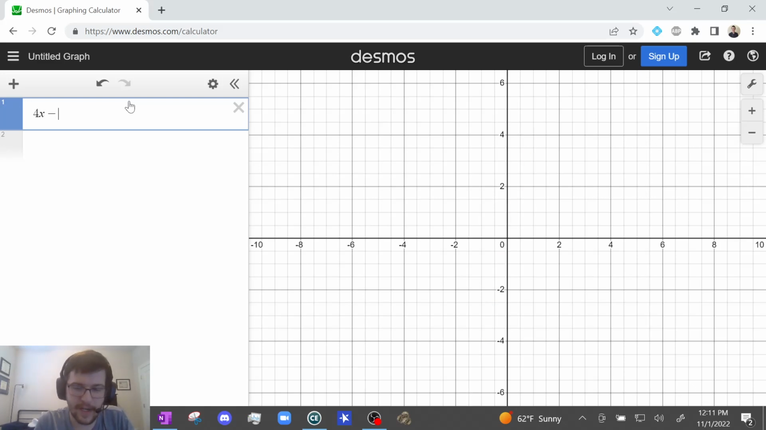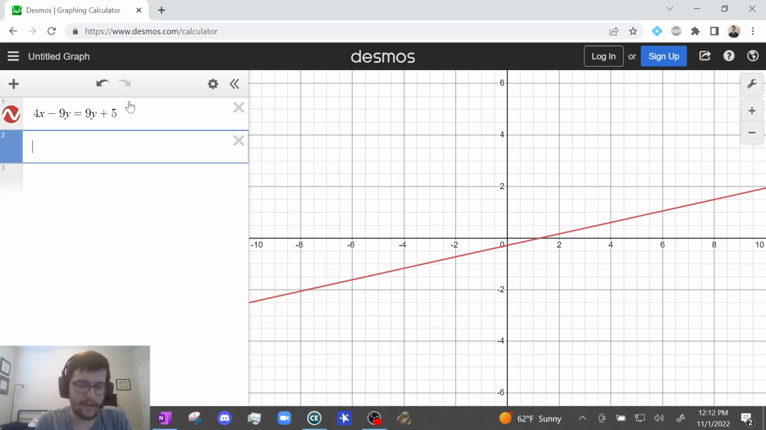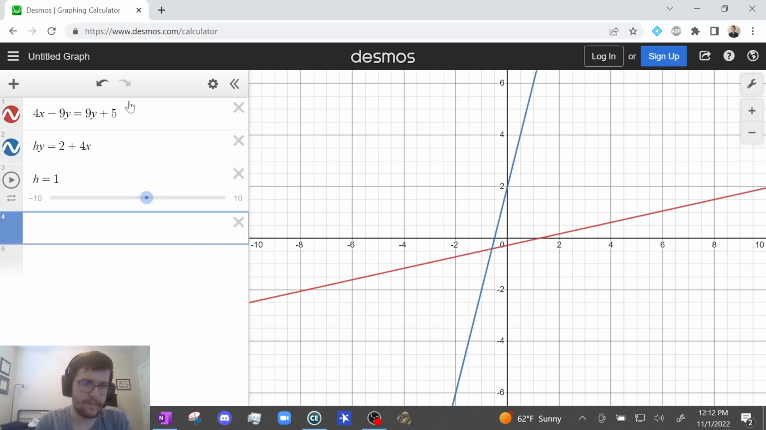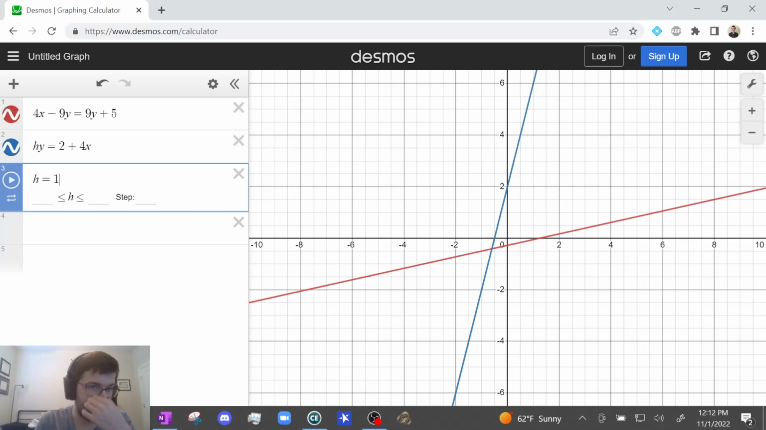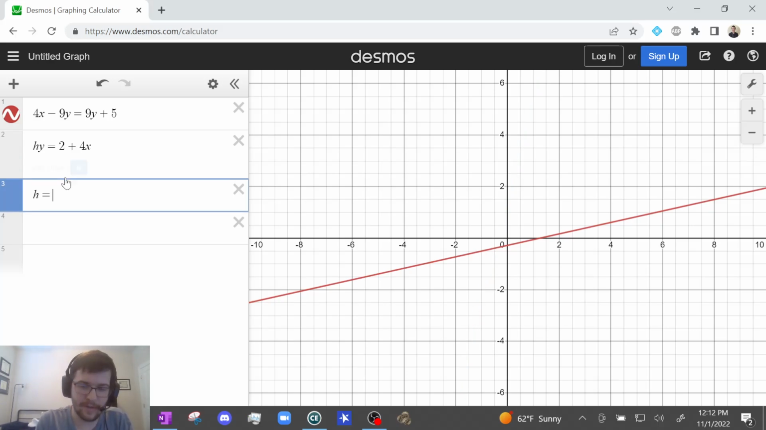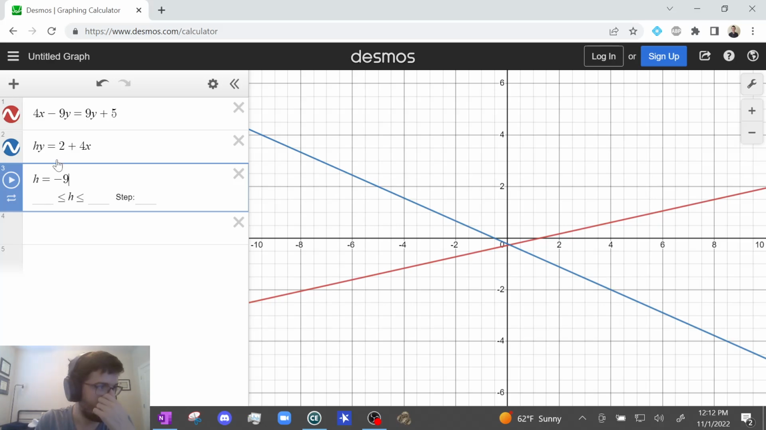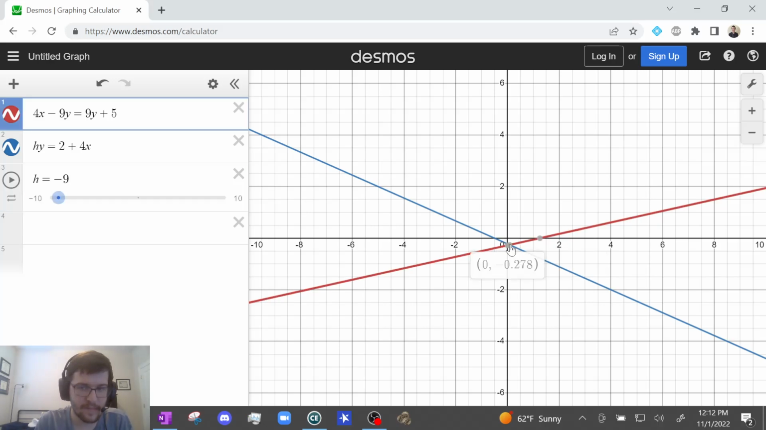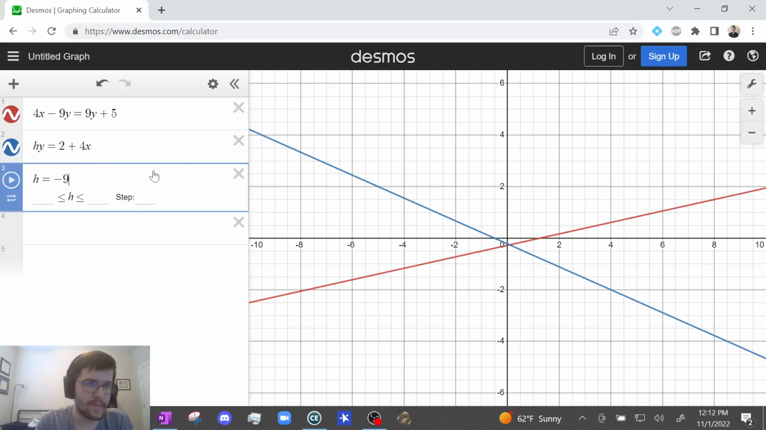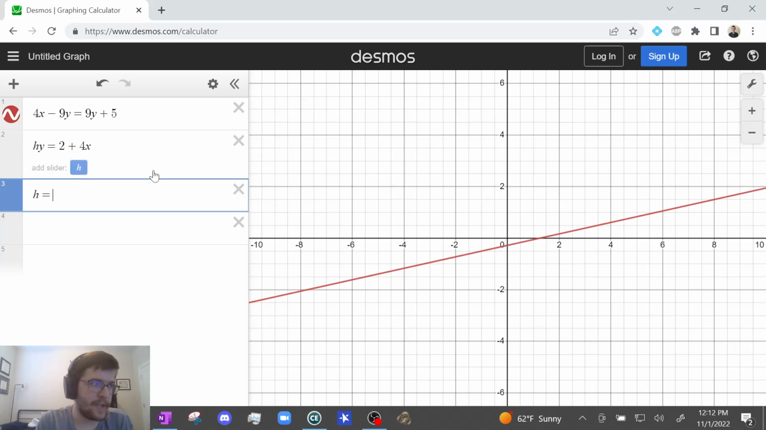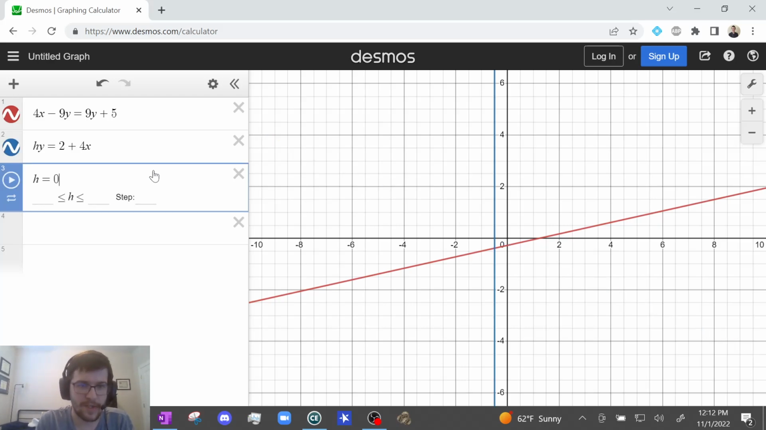All right, so 4x minus 9y equals 9y plus 5. And then okay, so let's do h equals negative 9. Okay, that has one solution, so that doesn't have no solution. See how it crosses in the middle here? Now let's do h equals 0. That also has one solution.